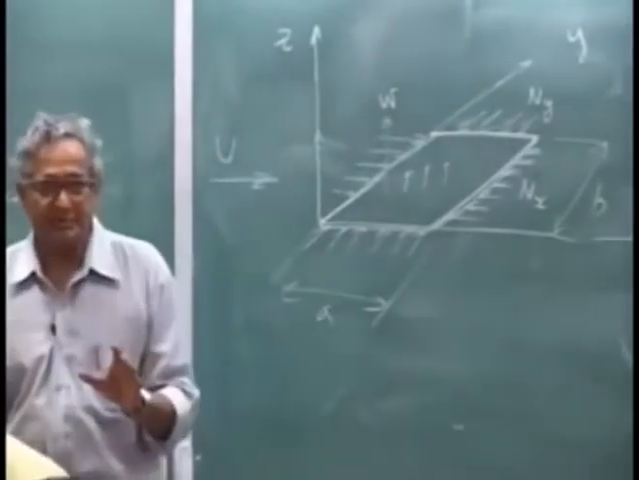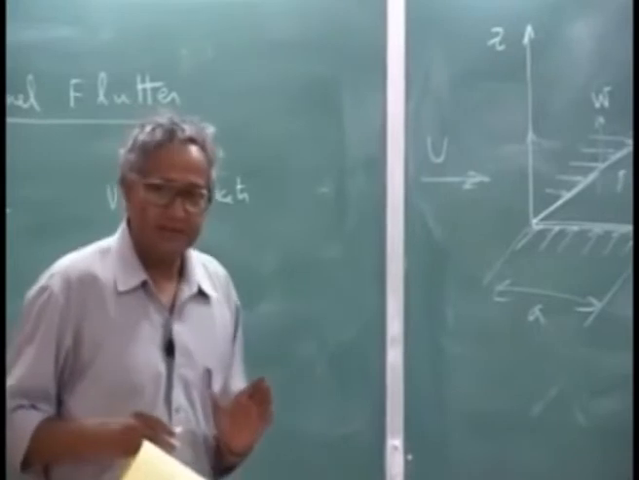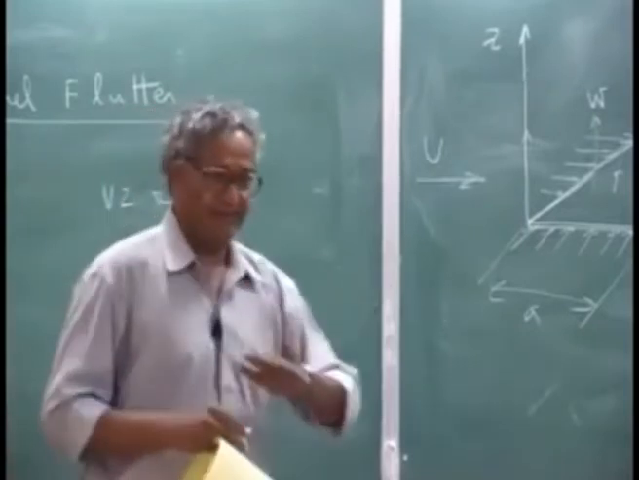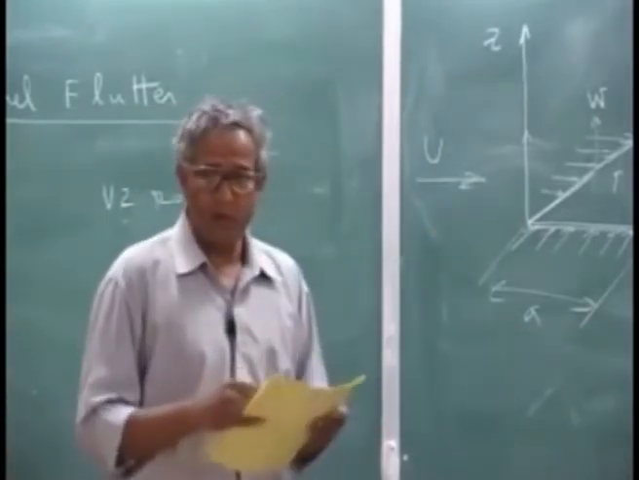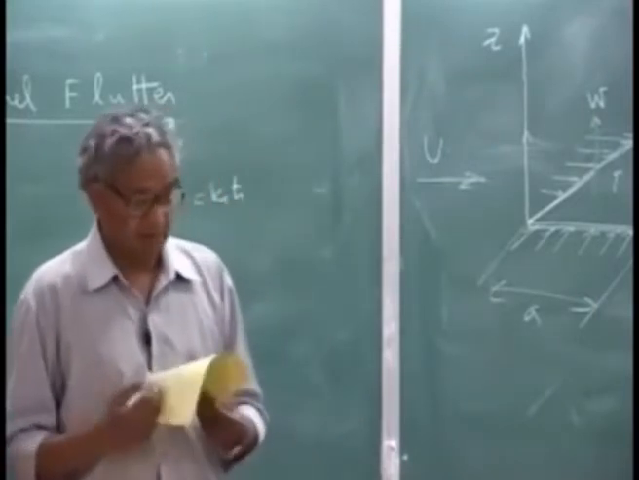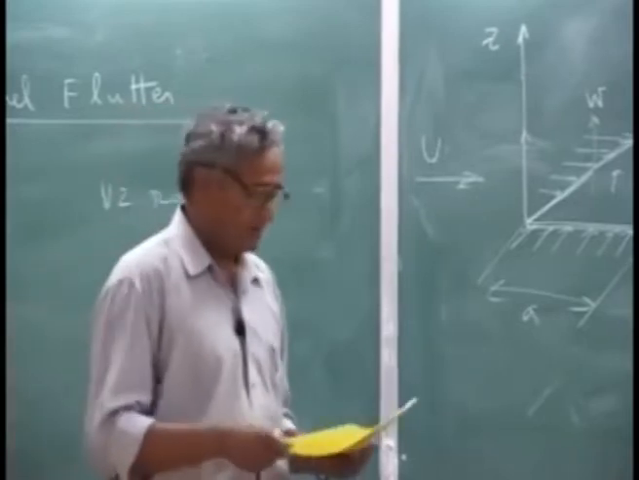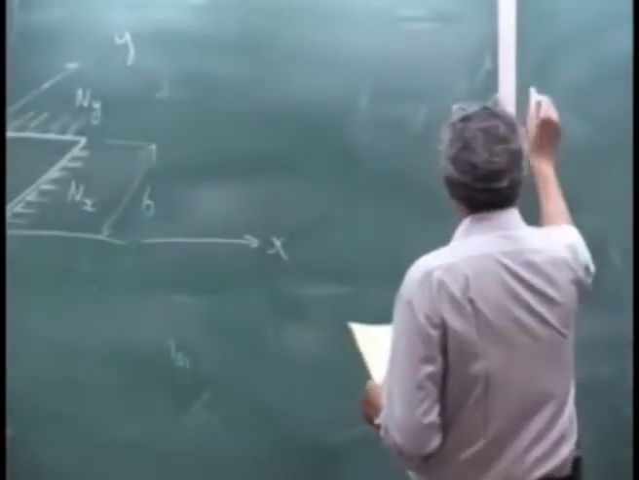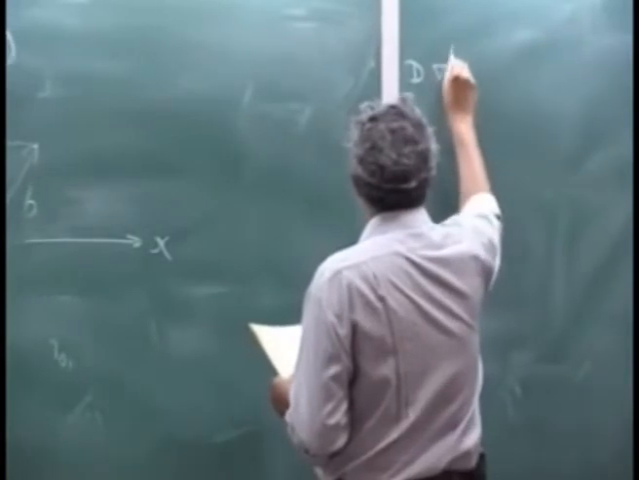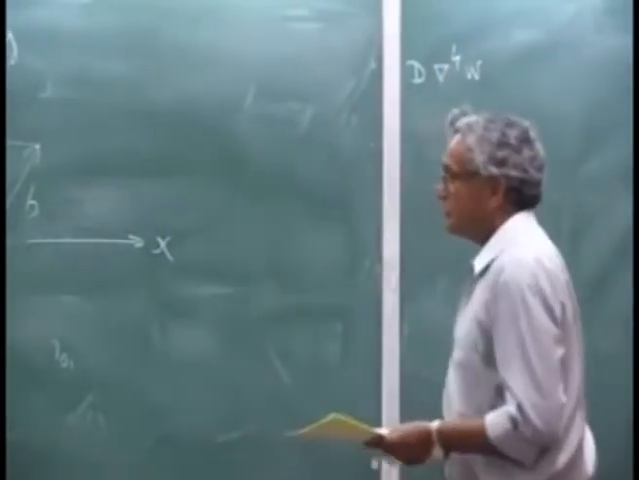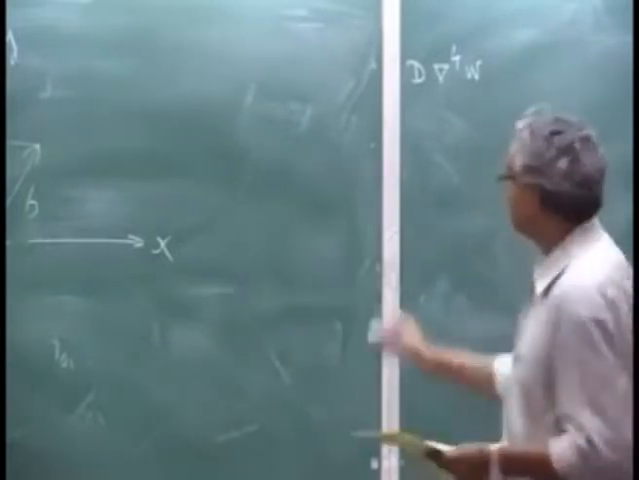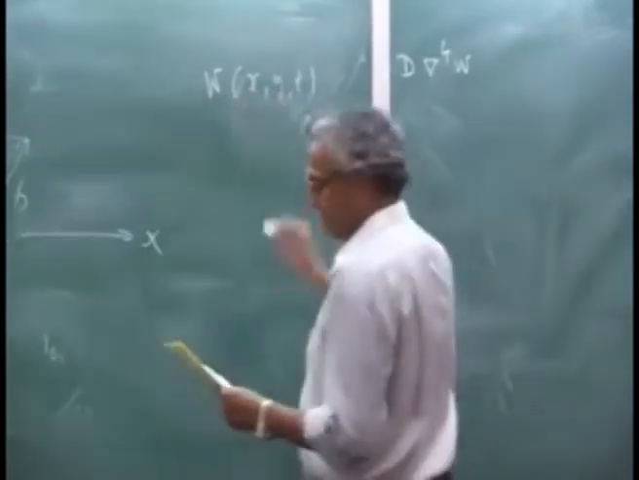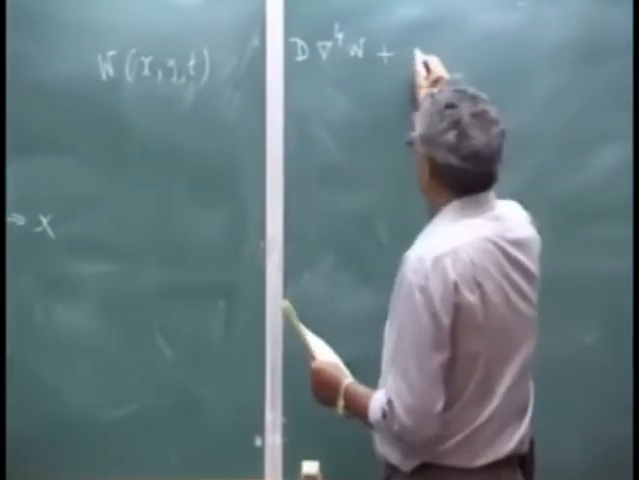So the problem that was considered is basically a plate problem. So initially you take my plate as flat. Under the action of Nx and Ny, what will be my deformation? Because for small deformation, you have to talk about the governing equations. I will write the governing equation for this: D del to the power 4 W, where W is a function of x, y and time. Please note, W is a function of x, y, time. This is the plate equation actually.